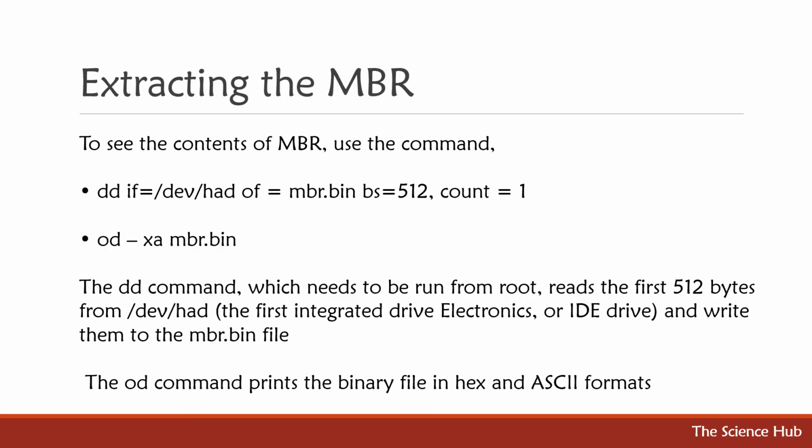Extracting the MBR. To see the contents of the MBR, use the command dd if=/dev/hda of=mbr.bin bs=512 count=1; od -xa mbr.bin. The dd command, which needs to be run from root, reads the first 512 bytes from /dev/hda, the first integrated drive electronics or IDE drive, and writes them to the mbr.bin file. The od command prints the binary file in hex and ASCII formats.